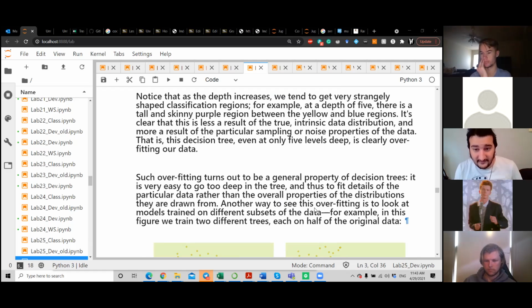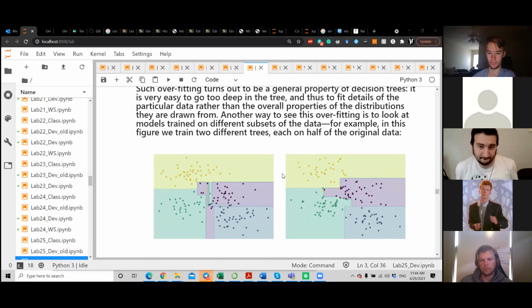Another way to see this overfitting is to look at models trained on different subsets of the data. For example, in this figure, we trained 2 different trees, each on half of the original data. So similar to the training and testing that we did before, let's assume that I broke my original data set into halves and I applied one tree on the first half and another tree on the second half. And that's what I get.